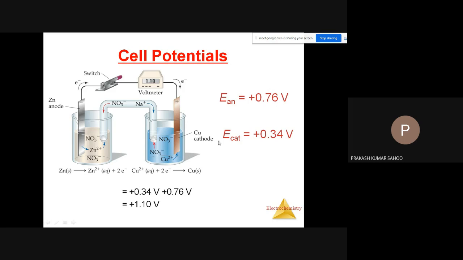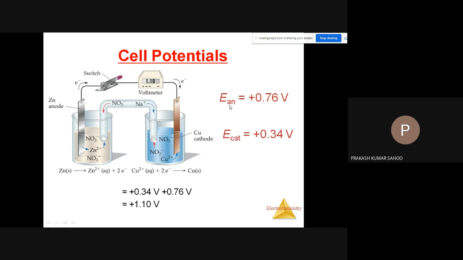We have to just add these two potentials, the oxidation potential of the oxidation half cell and the reduction potential of the reduction half cell. So this is the reduction potential, 0.34, and this is the oxidation potential of zinc, that is plus 0.76. If we sum these two, we will have plus 1.1 volt, that is indicated through this voltmeter.